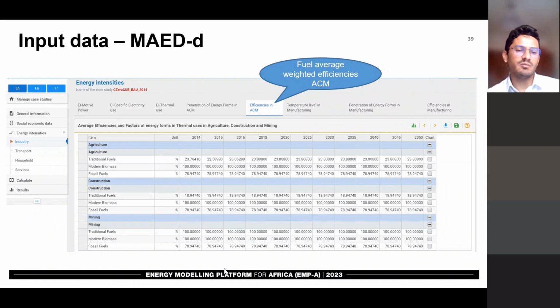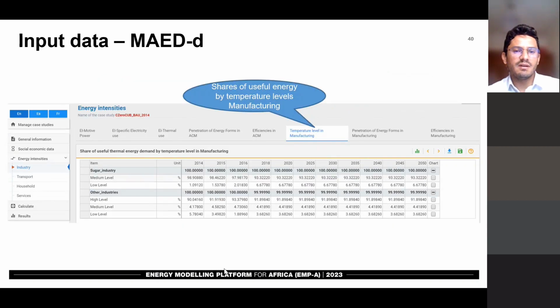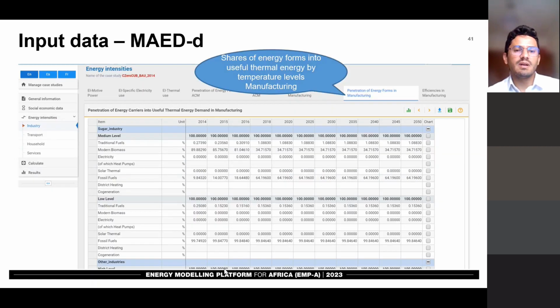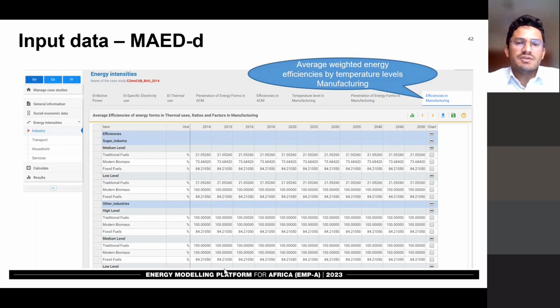And here at this level, we will need also to populate our fuel average weighted efficiencies. Again, this is for agriculture, construction, and mining. And here we have this split up by temperature level for manufacturing. So here we need to define our shares of useful energy. This is the structure in terms of temperature range. And then the share of energy forms into thermal energy by temperature level in manufacturing. And the last thing is these average weighted energy efficiencies by temperature level. We saw how we can calculate them.